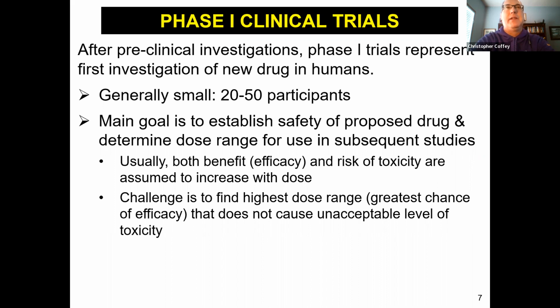But this is often used to try to establish a range of doses to consider once you move into later phases. The general idea, which is not always true, is that typically it's assumed the higher the dose, the higher the risk, but also the higher the chance of efficacy. So the highest dose that you can get to that is safe should maximize your chance for efficacy. Like I said, that's not always the case, but that's in general a sense that many of these phase 1 trials try to address.